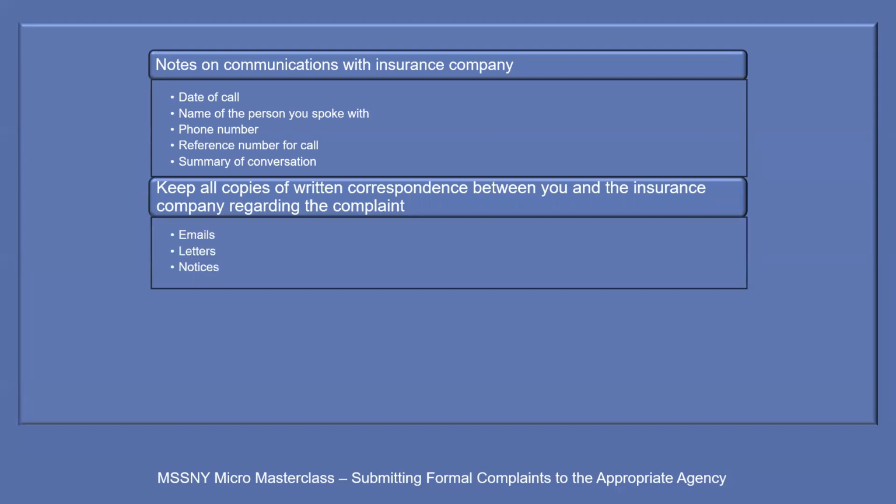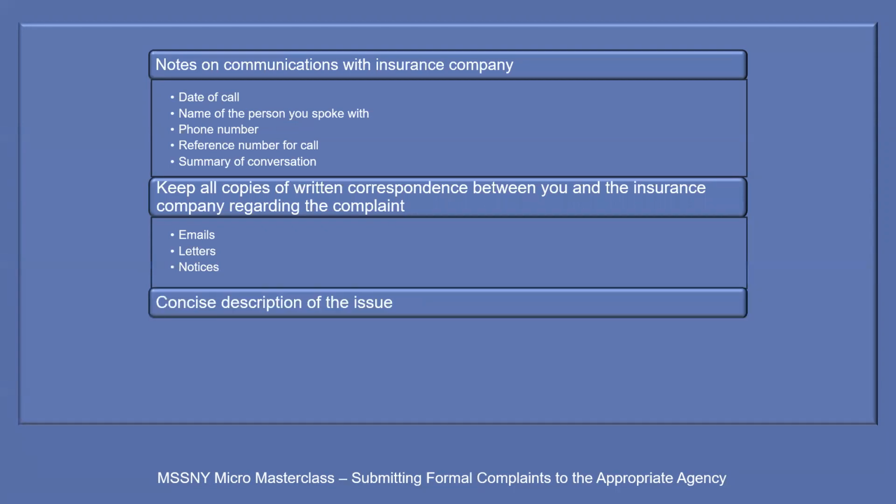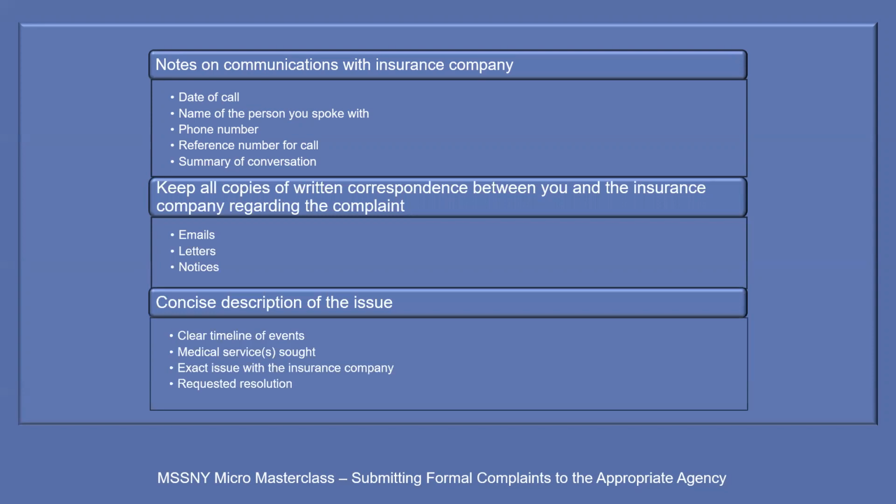Keep all copies of written correspondence between you and the insurance company regarding the complaint: emails, letters, notices, etc. Many times, I can tell you, on some of the recent claim submissions that I have been working on, I have quite frequently referred back to notes, dates, reference numbers, so be sure to keep that. And then a concise description of the issue, clear timeline of the events, medical services sought, exact issue with the insurance company, and requested resolution.